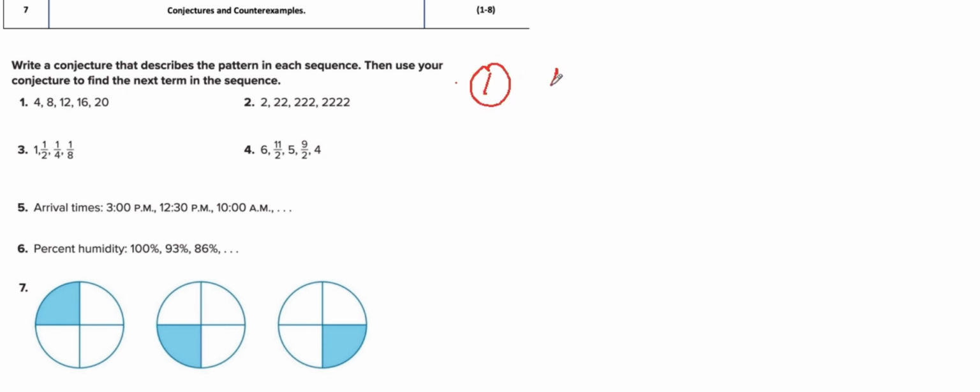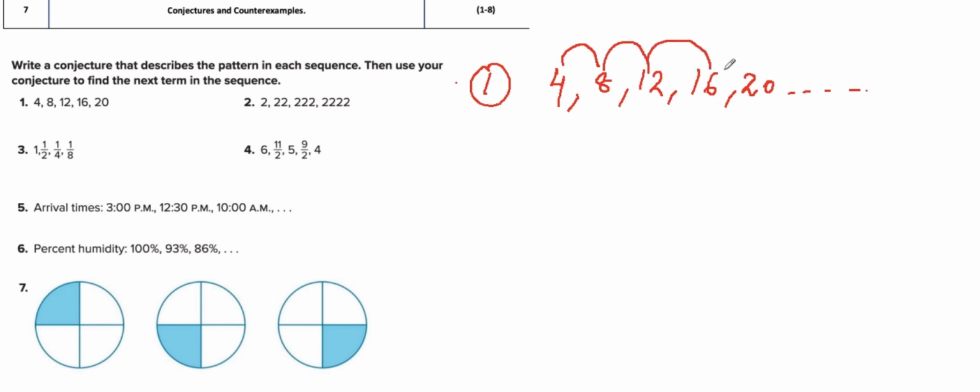What we have in question number 1 is 4, 8, 12, 16, 20. So how would you write the conjecture? Every time, they are adding 4. 4 plus 4 is 8, 8 plus 4 is 12, 12 plus 4 is 16, 16 plus 4 is 20, and 20 plus 4 is 24. So the next term is 24.